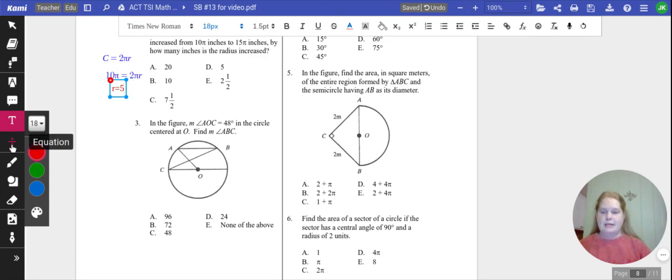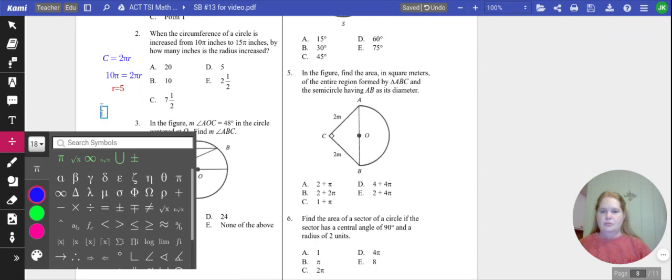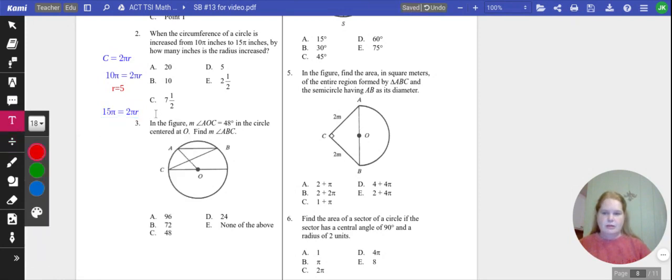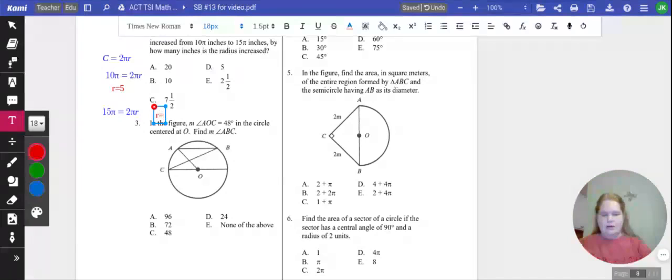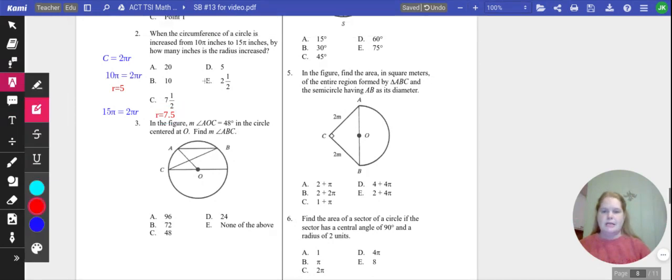Now we're increasing the radius. So the circumference is now 15 pi, and 15 pi is 2 times pi times r. I'm going to divide both sides by 2 and pi. So 15 divided by 2 is 7.5. The radius is now 7.5. So it went from 5 to 7.5. How many inches bigger did it go? Well, 7.5 minus 5 is 2.5. So our answer to this question is E, 2.5.